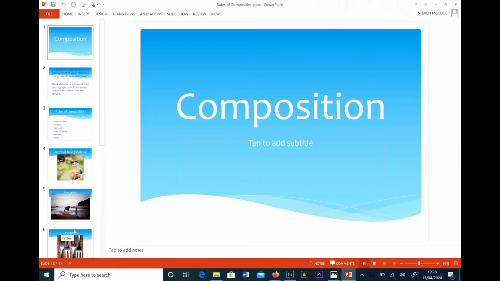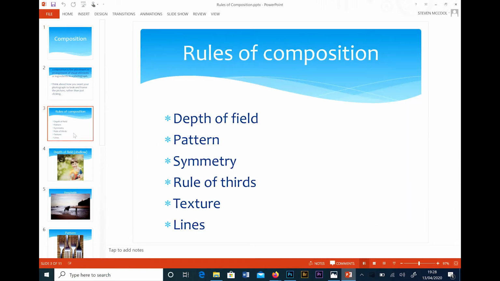So they are your first rules of composition. I'll just bring this one back up again. Depth of field, pattern, symmetry, rule of thirds, texture and lines. Practice those. It'll help you, give you some direction of what to take photographs of. You could set yourself a challenge where one day you focus on depth of field. The next day you could focus on symmetry and just perfect those. Once you've learned them, got them into your brain, they'll come to you more naturally.